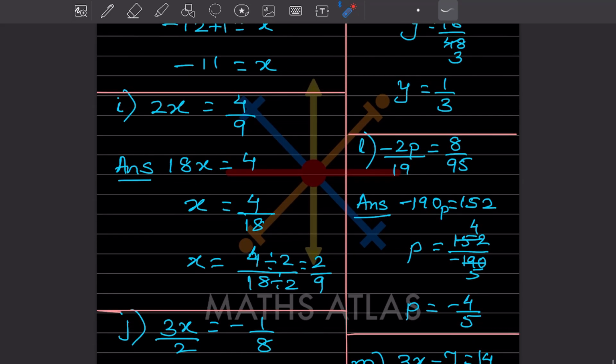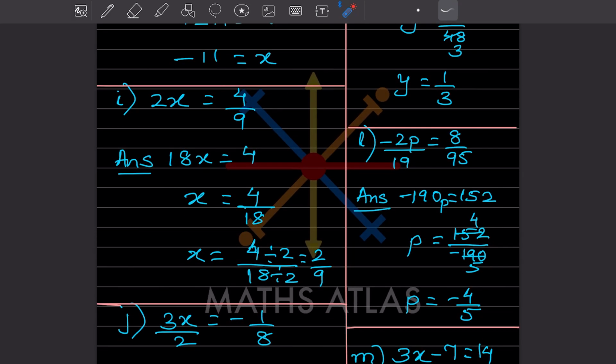The next one says that 2x is equal to 4 by 9. Now, if I put it here, this is going to be 18x, and this is 4. So this is to be multiplied, right? So that is 18x is 4. So I want the value of x. So this is a multiplication sign over here, so this is 4 divided by, this goes here, 18.